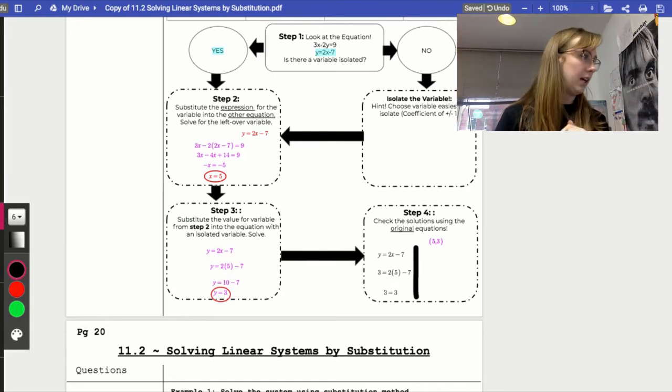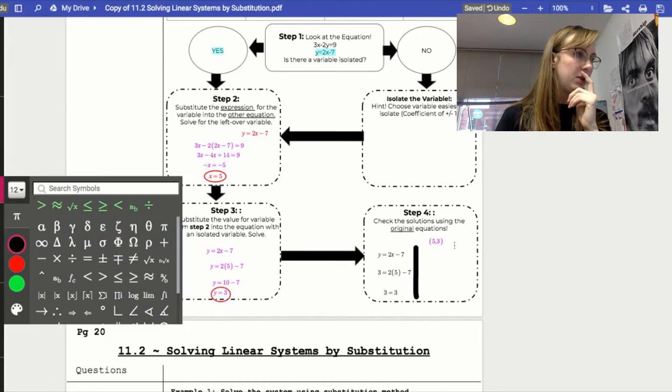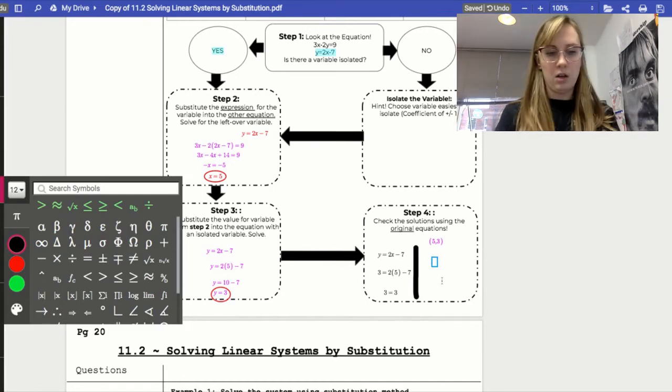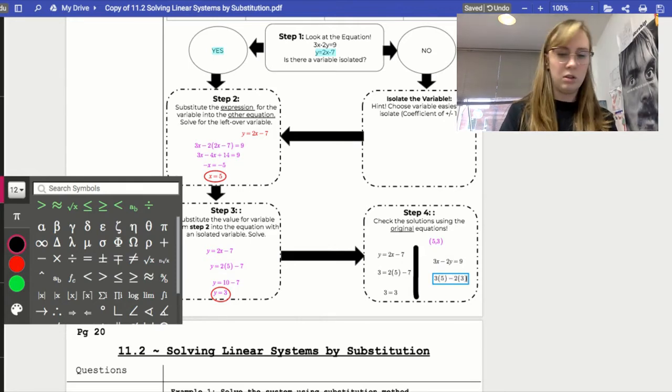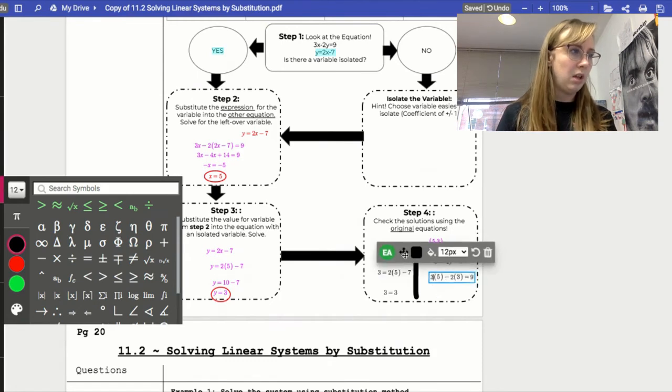I need to make sure it works for the other equation. So let's check the other equation. The other equation is 3x minus 2y equals 9. All right, and then again, I need to check if when x equals 5 and y equals 3, this is true. Well, does 3 times 5 minus 2 times 3 equal 9? That's really what I'm trying to get to the bottom of. 3 times 5 is 15.